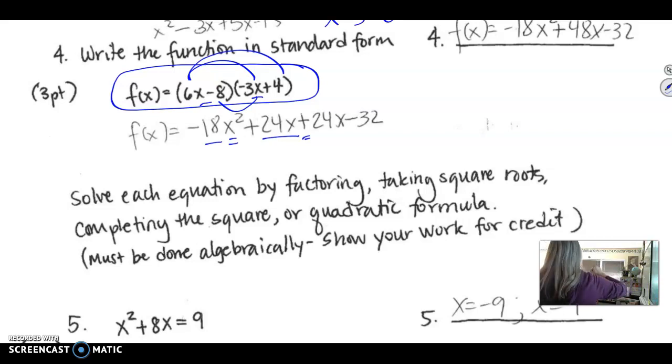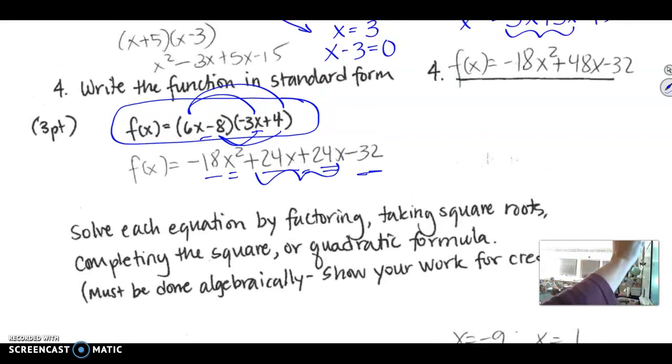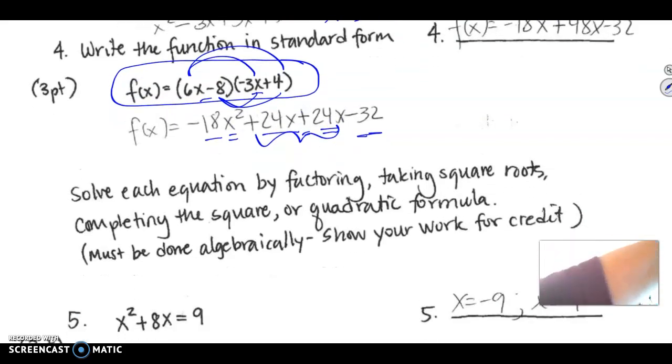You can use a calculator on this test, okay? I might give you parts where you can't, but you can use calculators is what I'm trying to say. So 24x, and then the last two is a positive 4 times a negative 8, so it's negative 32. And you can add those two together, and you end up with negative 18x squared plus 48x minus 32.